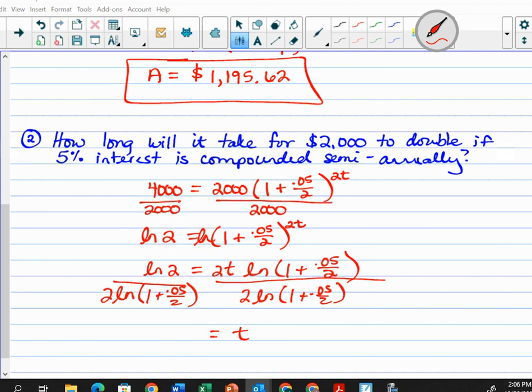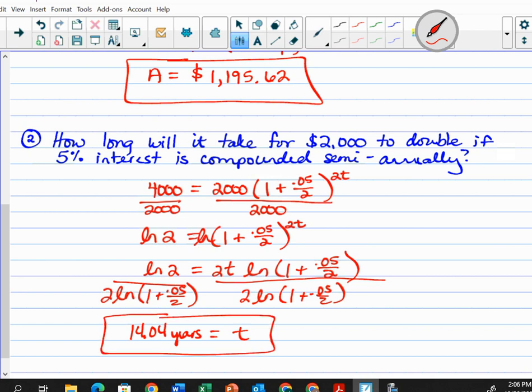Let's round to the nearest hundredth again. Anybody think they have it? 14.04. Yes. Okay, all right, 14.04 years.